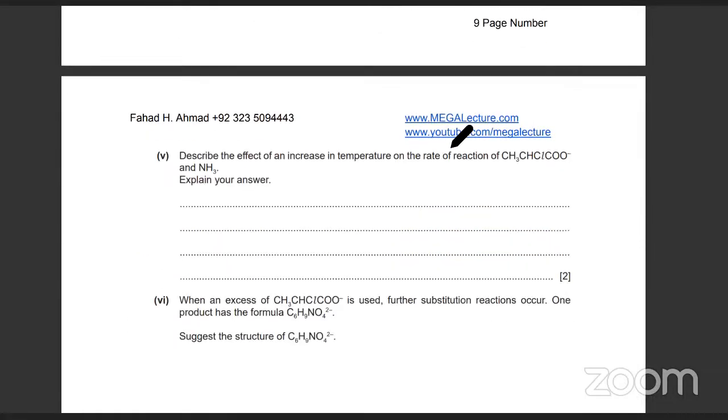That's the next part. Describe the effect of an increase in temperature on the rate of reaction, and you have to explain it as well.